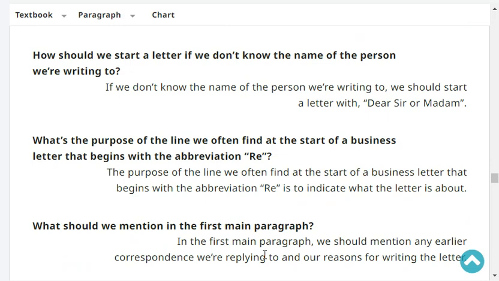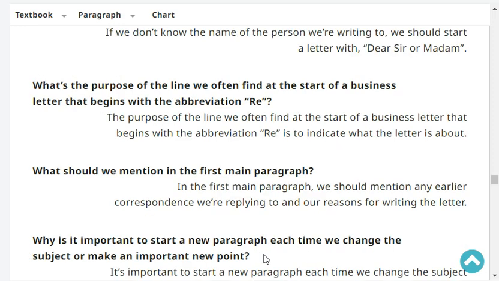Very good. How should we start a letter if we don't know the name of the person we're writing to? If we don't know the name of the person we are writing to, we should start the letter with Dear Sir or Dear Madam.